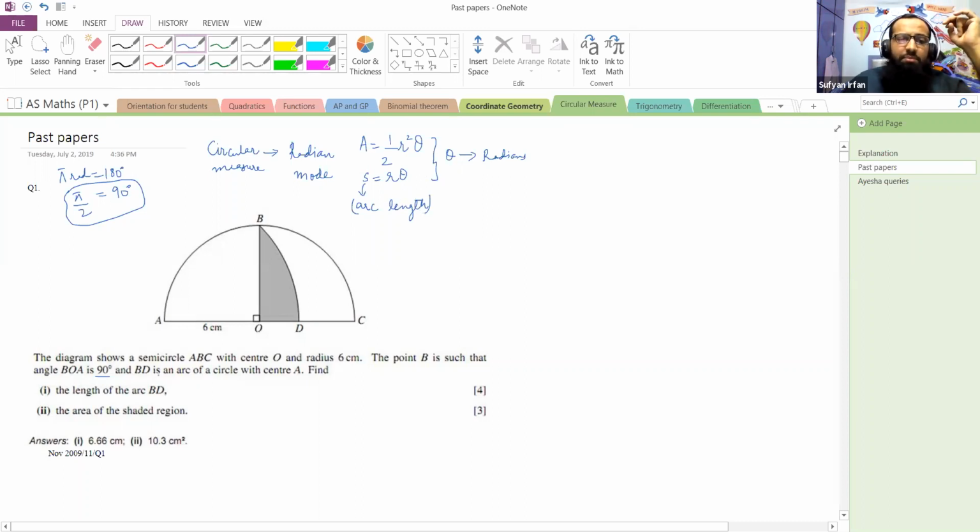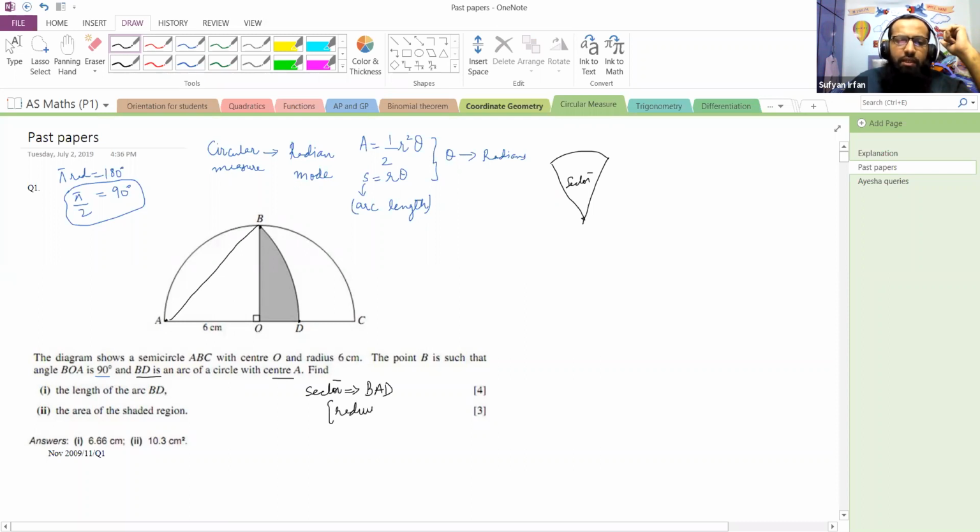The examiner is saying BD is an arc of a circle with center A. So what do we do? If there's an arc and it has a particular center, we join the end points of the arc with the center so that a sector is formed. Similarly, BD is an arc. One end point of arc BD is B and the other is D. Let's join them with A. Then this would be a sector, and the name of the sector is BAD.